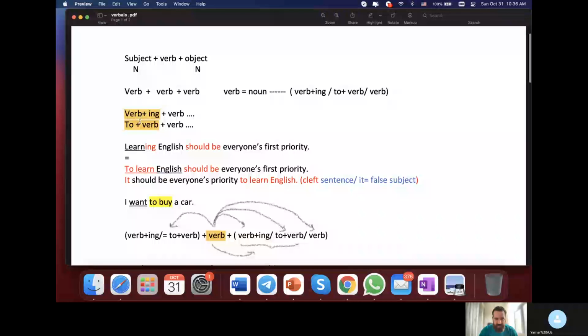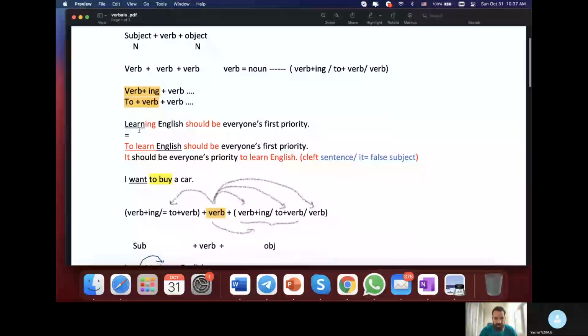When it is in the place of the subject, we don't have this bare infinitive. We have gerund, meaning verb plus ing, or we have to plus verb, which is called infinitive. So by adding ing to my verb or to plus verb, I can use this verb in the place of the subject. For example, learn is a verb. So I add ing and I say learning English should be everyone's first priority.